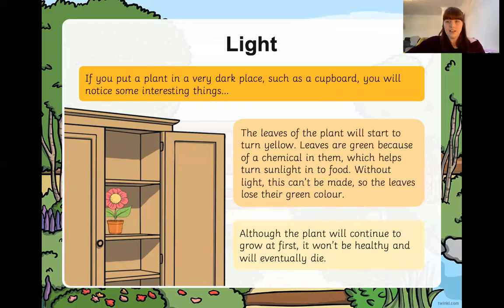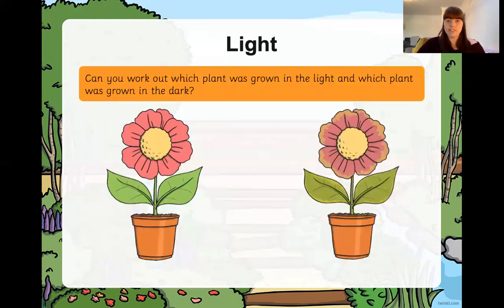The leaves of the plant will start to go yellow because the only reason leaves are green is because they have a chemical in them which helps turn the sunlight into food. So if they don't have any light, they can't make the food, and then the leaves will lose their colour. So although the plant will continue to grow at first, it will eventually die.